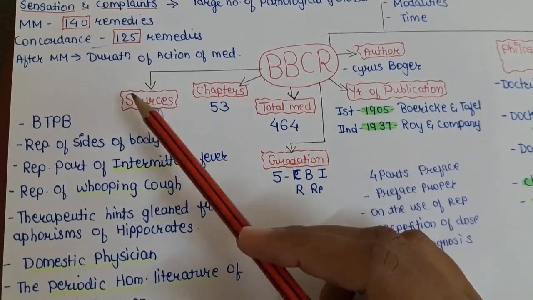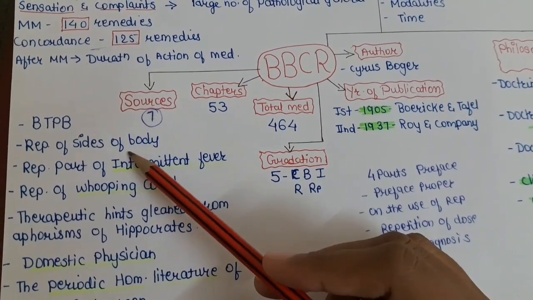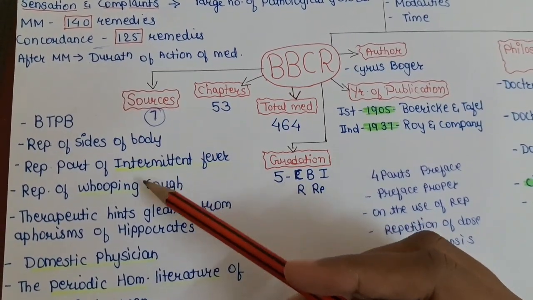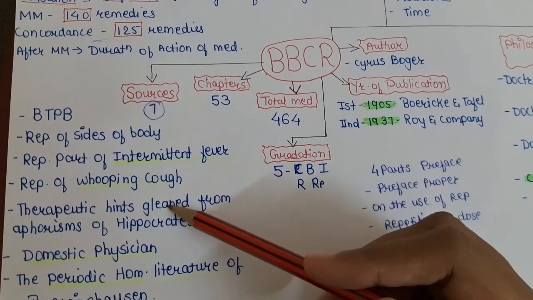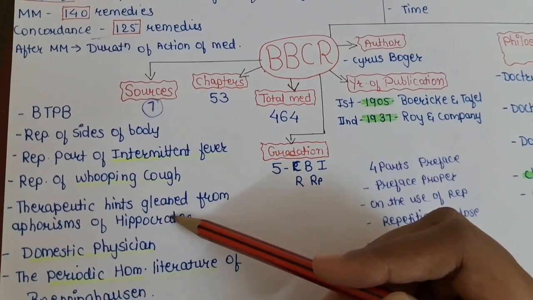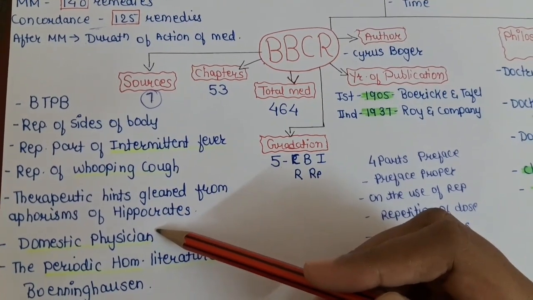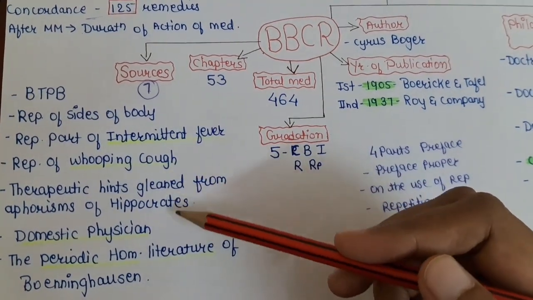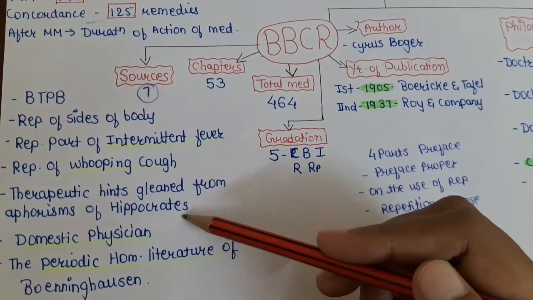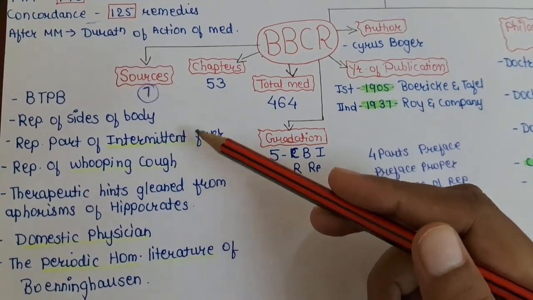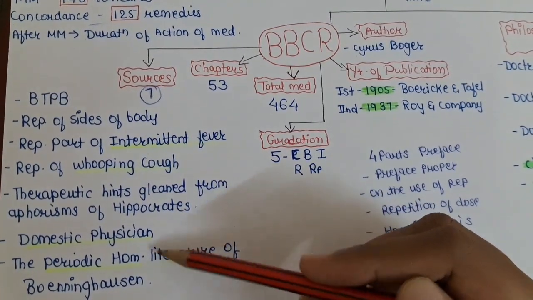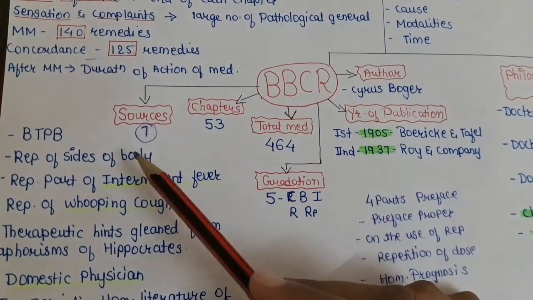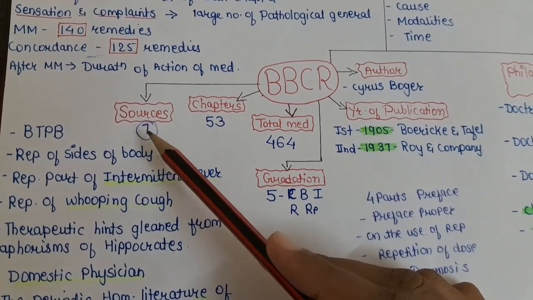There are 7 sources. The sources are BTPB, then repertory of sites of body, repertory part of intermittent fever, repertory of whooping cough, therapeutic hints gleaned from aphorisms of Hippocrates, domestic physician, and the periodic homeopathic literature of Bonninghausen. So mostly all the writings are from Bonninghausen. Boger has gathered them, because Boger was a student of Bonninghausen. So he has gathered all the writings of Bonninghausen and placed them in one book. So these are the 7 sources of BBCR.